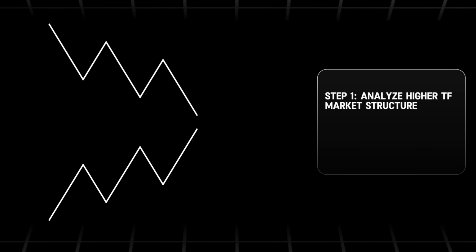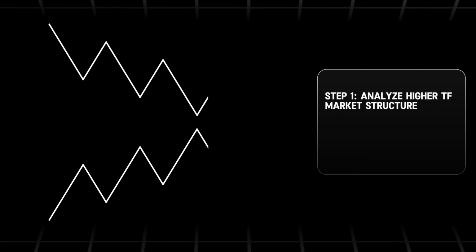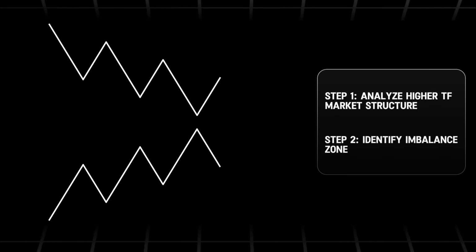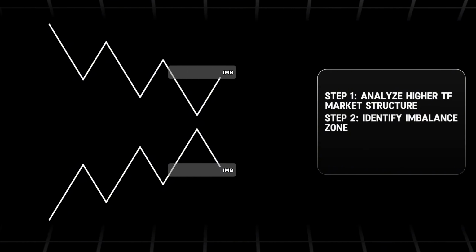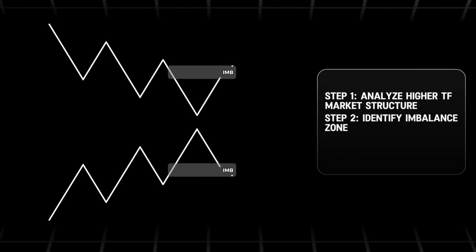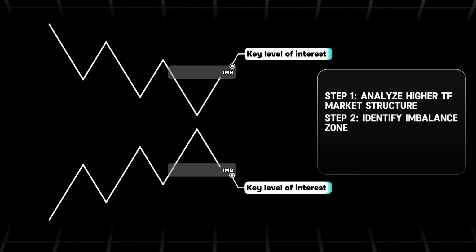To start this strategy, begin by analyzing the market structure on a higher time frame, such as the 4-hour or daily chart, to determine whether the market is in an uptrend or downtrend. Once the overall market structure is identified, look for an imbalance zone, which indicates areas where the price moved rapidly, leaving unfilled orders. These zones are key levels of interest where price may return for a potential reaction.